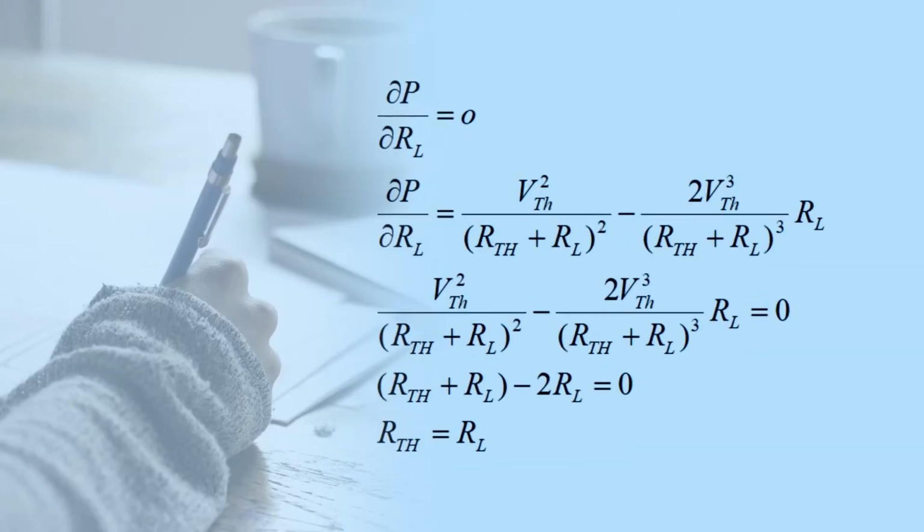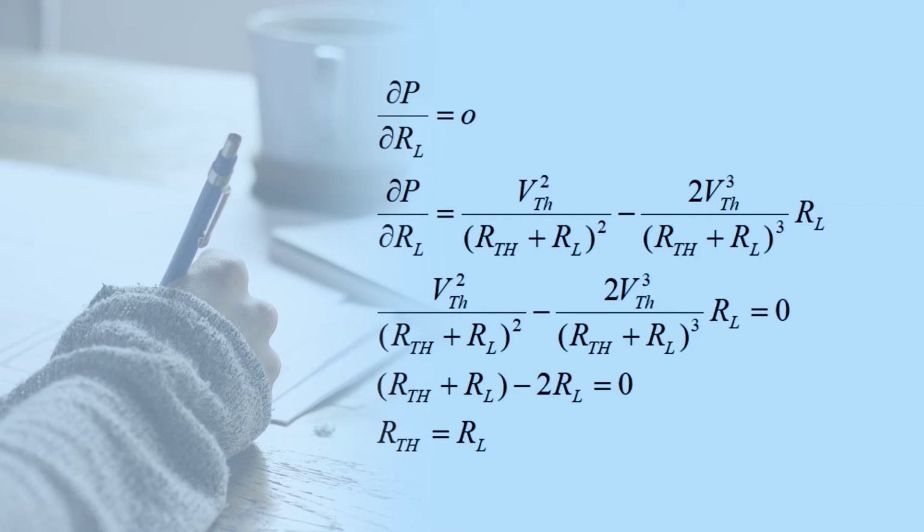So here you can see P equal to VTH square upon RTH plus RL whole square into RL. Now differentiate this power with respect to the load resistance RL. So it can be written as del P over del RL is equal to 0. So you have to differentiate this. So it can be differentiated by parts.